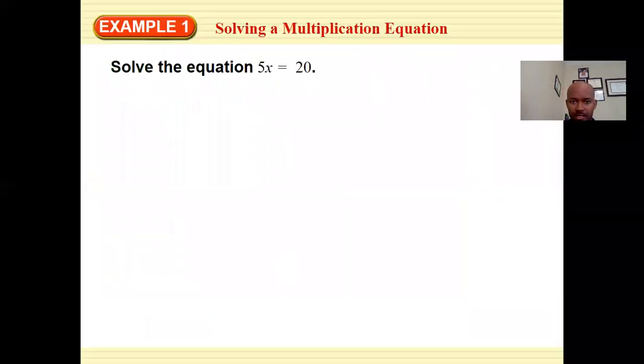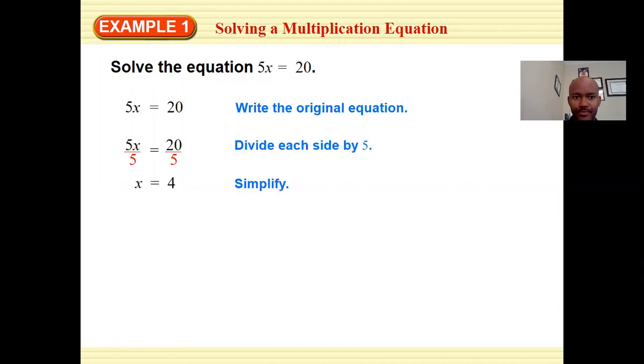Today, we're going to look at how we go about solving multiplication equations. The principle is still the same. We're dealing with equations, so we're going to use what we call inverse operation in order to solve. We're doing multiplication. The inverse operation for multiplication is division.